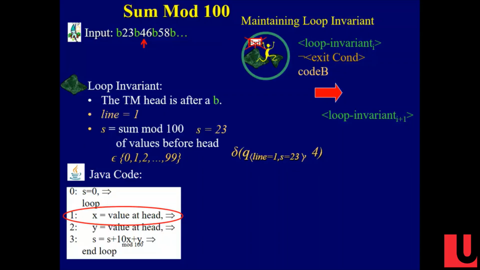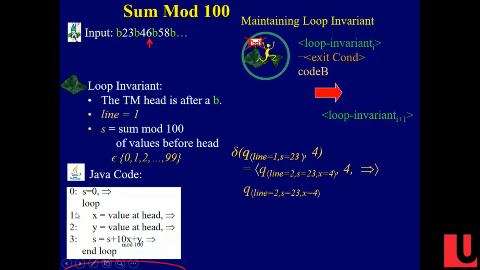So what state am I going to be in next? Line 2, S equals 23, X equals 4. That's the state I'm in. And what do I write on the tape? The 4 so I don't destroy it. What do I do with the head? I move it right. Everybody got that? One thing that's nice about writing code like this is that now I'm in that state. So I can just say, great. Here I am. I'm in this state.